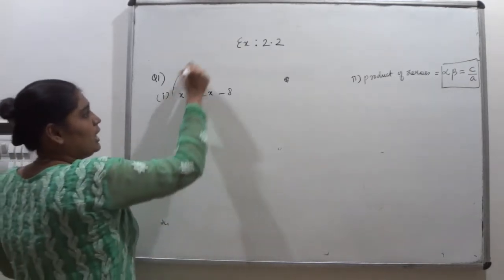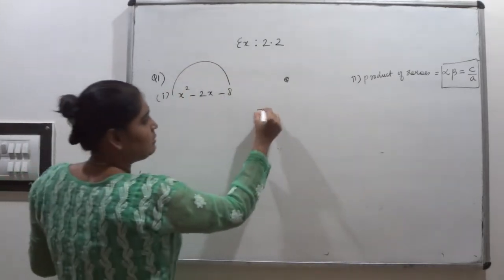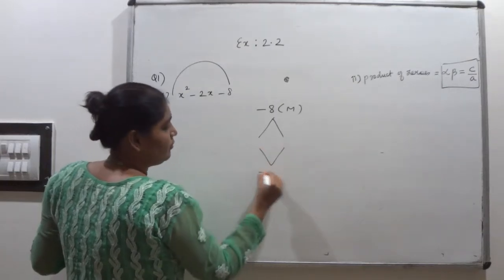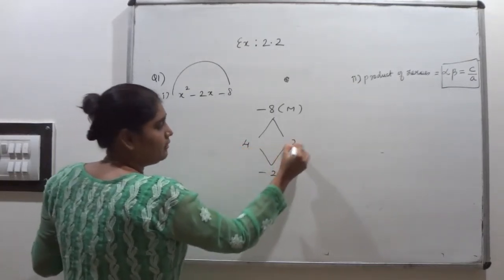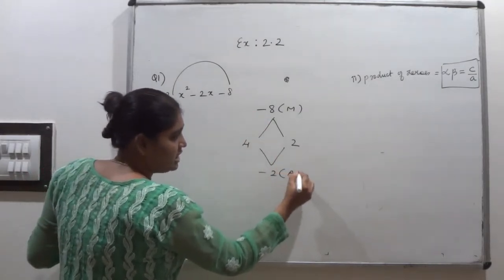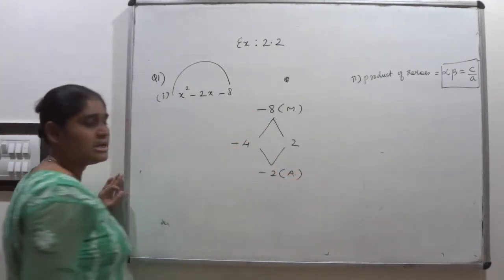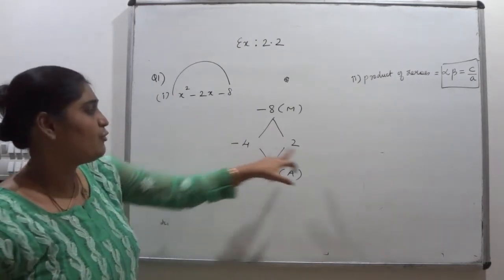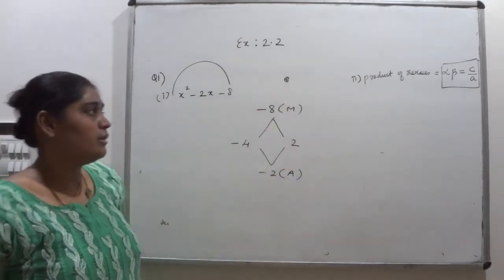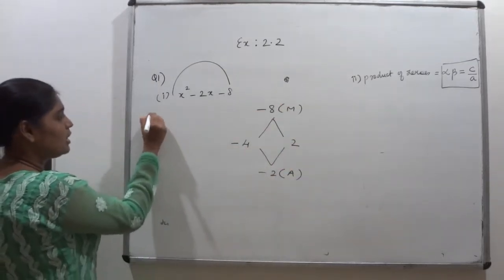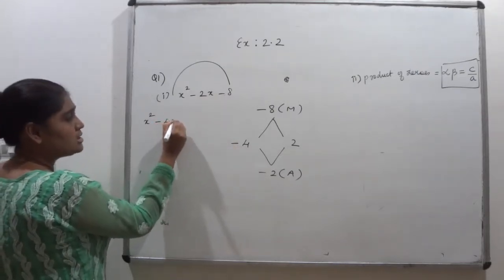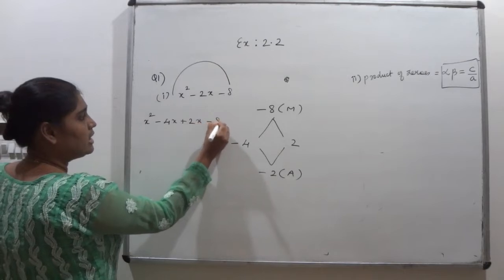1 into minus 8. In multiplication, what do I need? Minus 8. In addition, what do you need? Minus 2. 4 into 2 will give you 8. I need minus 8 in multiplication and minus 2 in addition, so I am keeping the minus sign with 4. Minus 4 plus 2 will give you minus 2, and multiplication will give you minus 8. So I am writing x square, and the middle term minus 2x I am going to write as minus 4x plus 2x, minus 8.